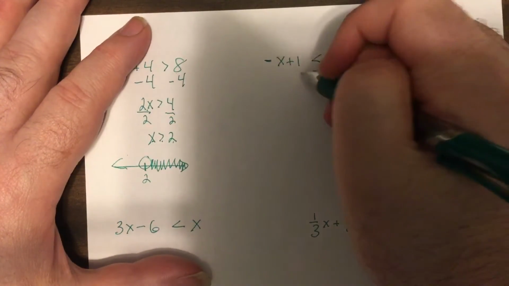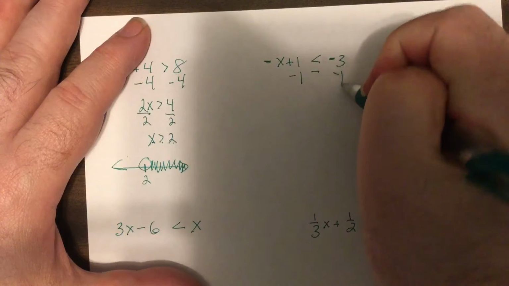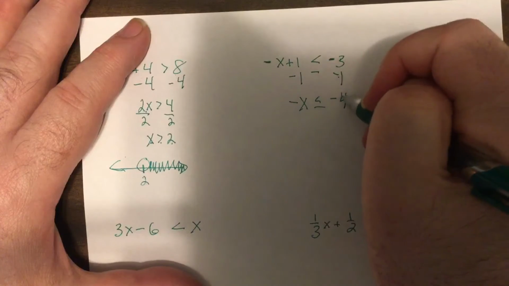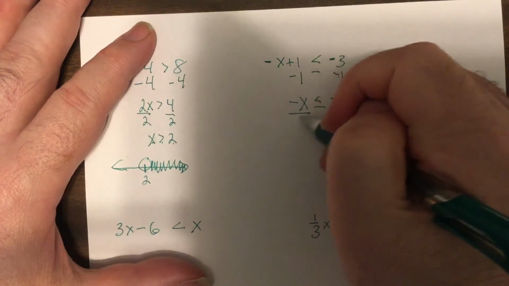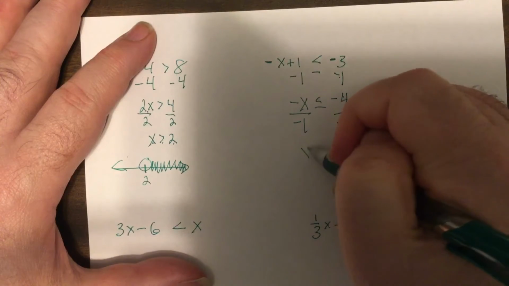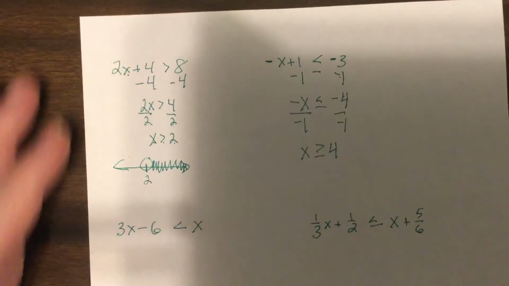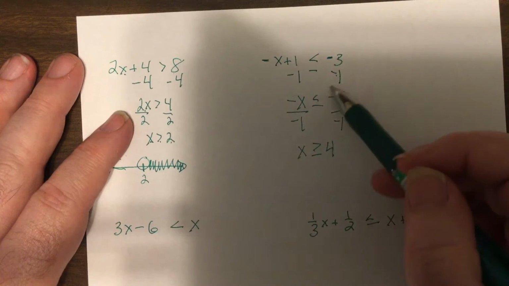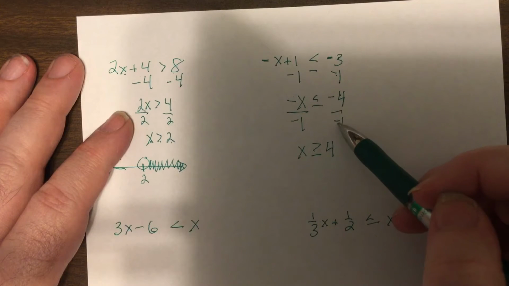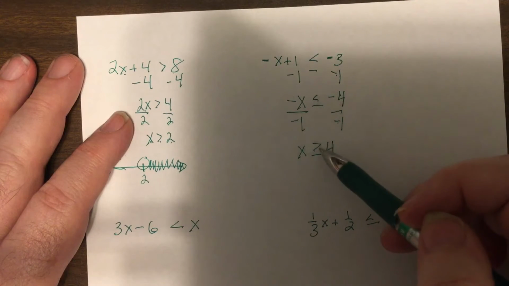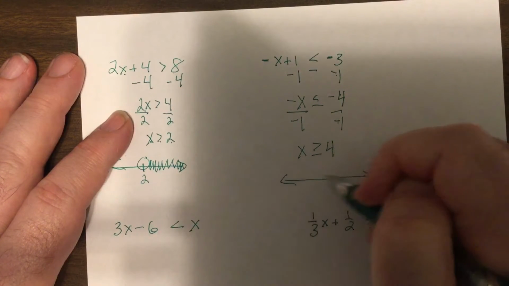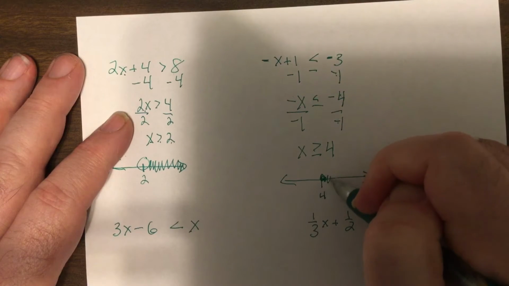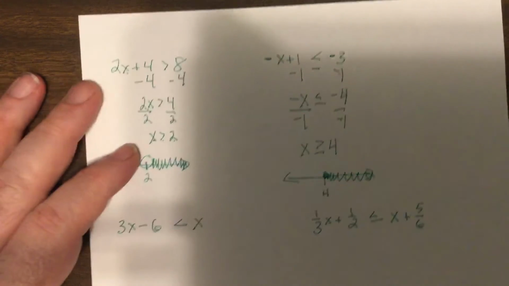This one, get the x by itself, so I would subtract 1. Negative x is less than or equal to negative 4. Negative 3 plus negative 1 is negative 4. Then I'm going to take the opposite of both sides, so x is greater than or equal to 4. So whenever I multiply or divide by a negative number, this negative doesn't matter with the inequality, it's this one. I divided by a negative, you have to switch the inequality. And this means equals also, so I put a solid dot, and bigger is to the right.